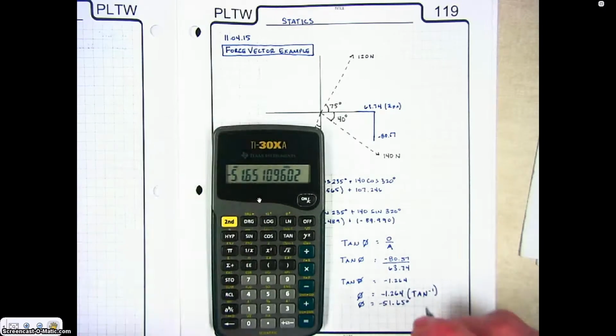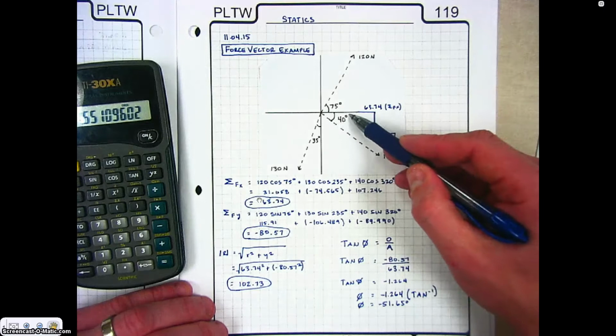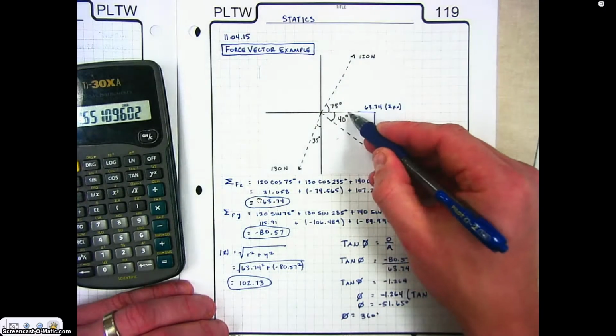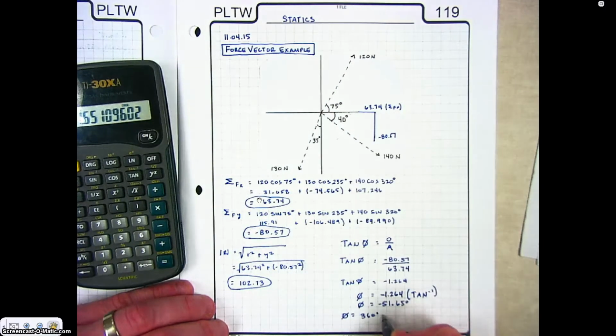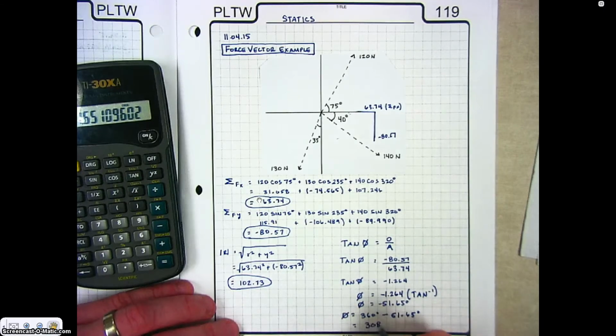Now, one thing that we need to know is we are in the fourth quadrant here. So the angle is equal to 360 degrees, because it's in the fourth quadrant, minus the 51.65 degrees we got. We get our resultant angle of 308.35 degrees.